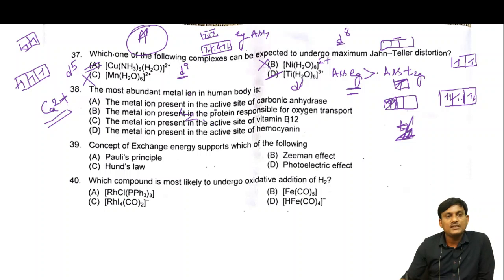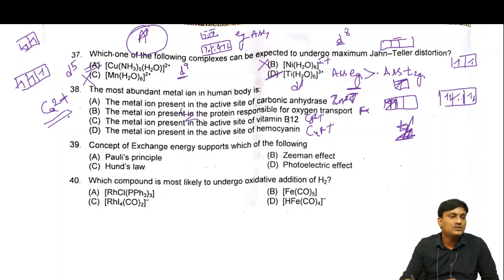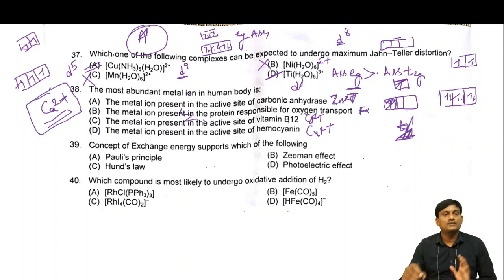The metal ion present in the active site of carbonic anhydrase is Zn2+. Actually this one is Zn2+. The metal ion present in the protein responsible for oxygen transport is Fe, iron 2+. And the metal ion present in the active site of vitamin B12 is cobalt 2+. And the metal ion present in the active site of hemocyanin is Ca2+. Here there is no option which is related to Ca2+. I think this question is wrong.